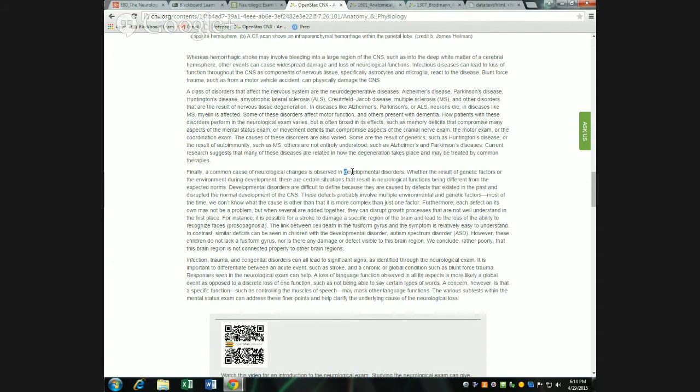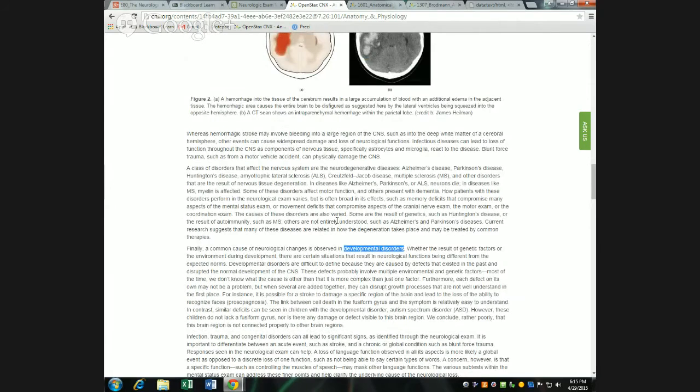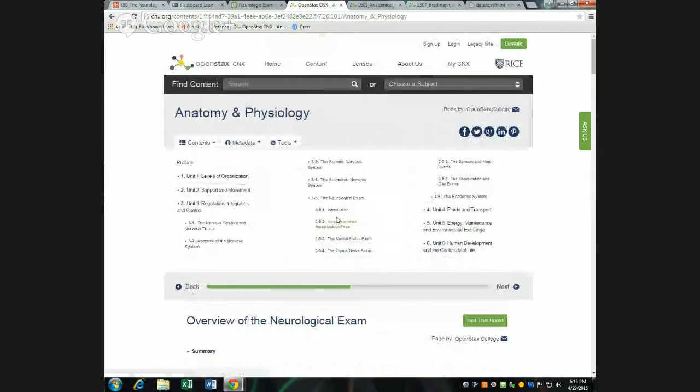The next class of things that can cause problems are developmental disorders. This is where something happened during the development of the nervous system and it led to global problems, okay? And I actually have some examples of this sort of thing that I'll point out later on. And it talks about a few other things that I might get to talking about here if I have time. So those are the kinds of things that can cause neurological deficits.